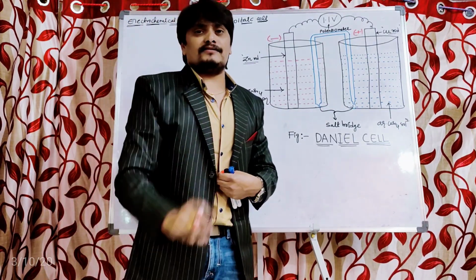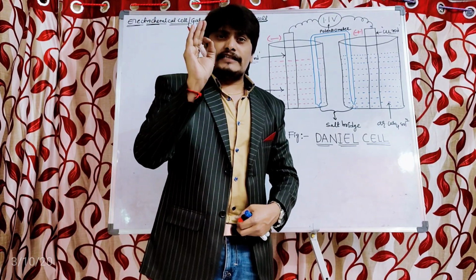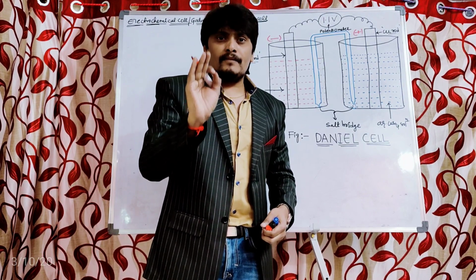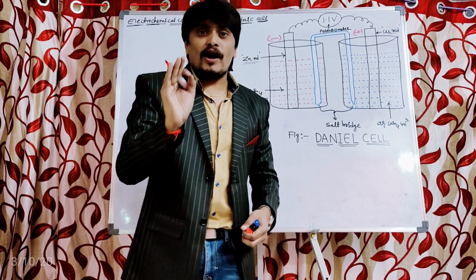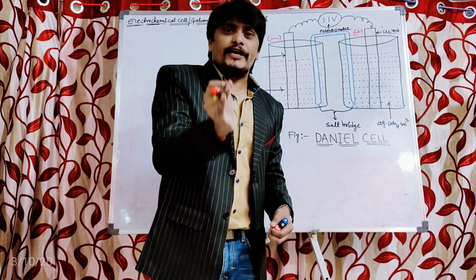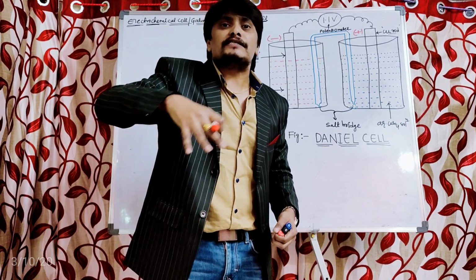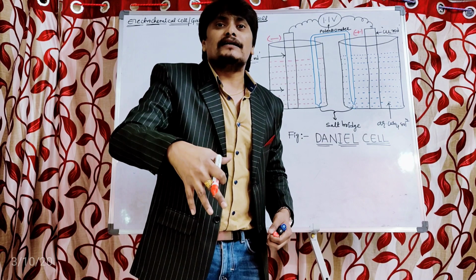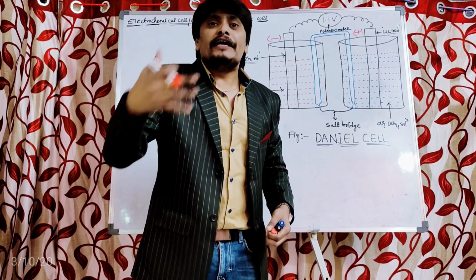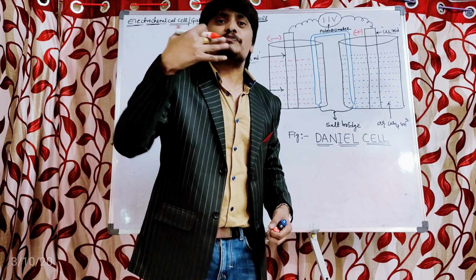Do remember, students, that you should not remember the anode and cathode with respect to their sign. The anode can be positive or negative, and the cathode can be positive or negative, depending upon the circumstances in which the electrode is present. It doesn't mean that anode is always positive and cathode is always negative. It is totally different in the electrochemical cell: anode is negative, cathode is positive.